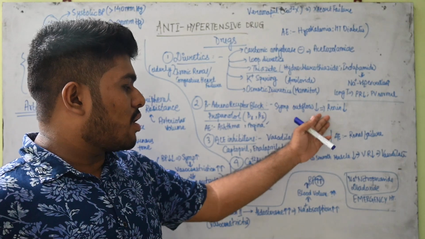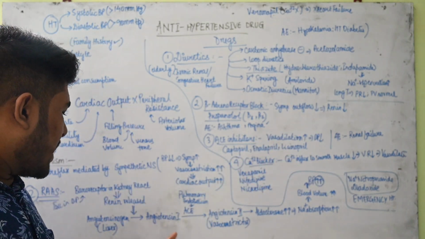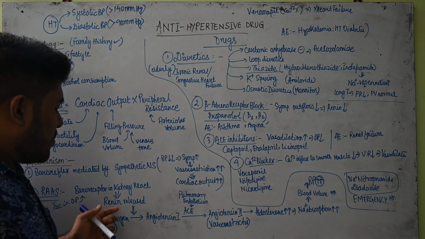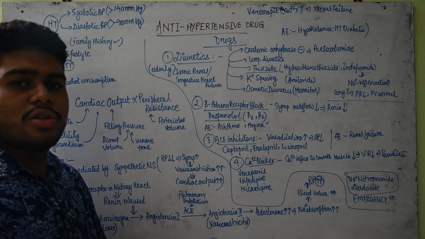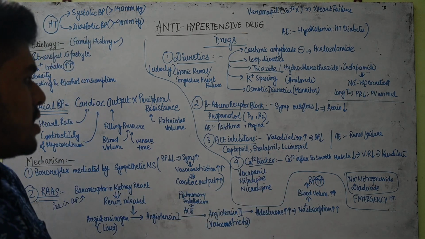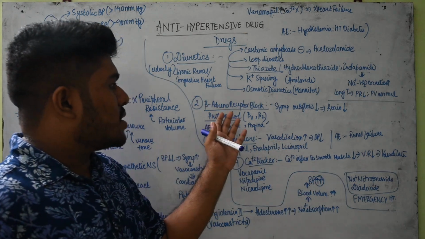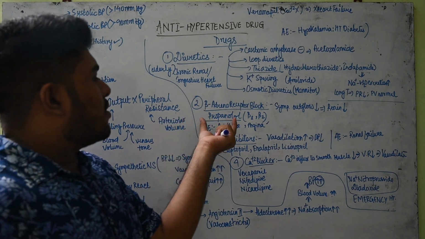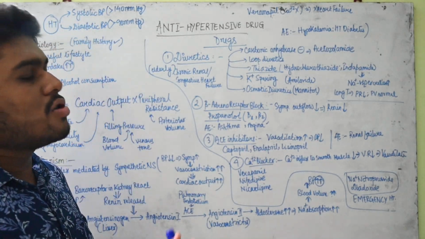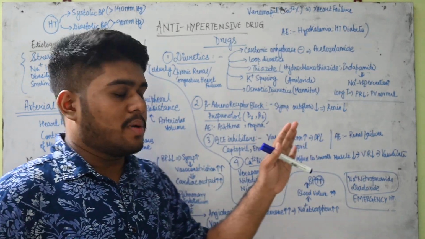So when renin is not there, you can understand that this entire mechanism, the RAS mechanism, will not function, because renin will not be there to convert angiotensinogen into angiotensin 1. So automatically this entire process will not happen and blood pressure will not increase. So this can be used, and the most important drug that we use for beta adrenoreceptor block is propranolol, which acts on both beta 1 and beta 2 receptors.